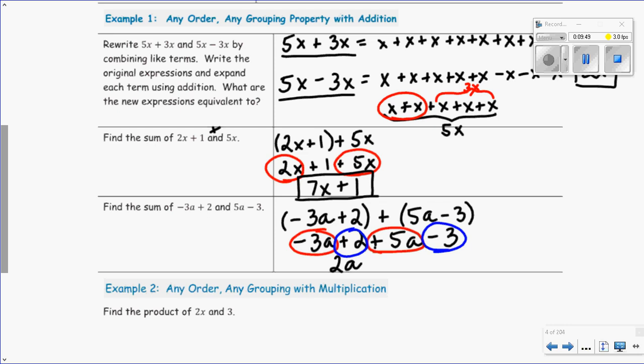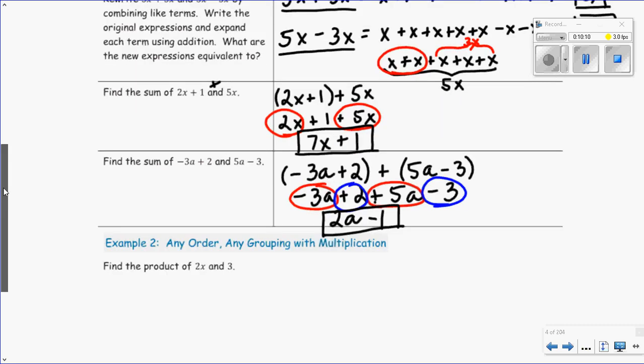Okay, if you're good with your integers, you can also be using your calculator in this unit. So a +2 and a -3. So I have $2, but I owe someone 3, so that means I still owe them $1, or I still have a -1. So 2a minus 1. Okay, and that's it for example 1. Let's look at example 2.